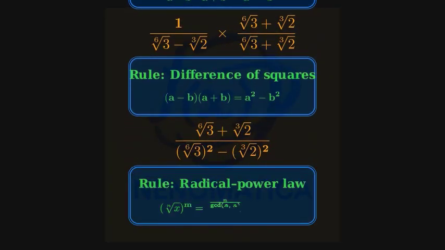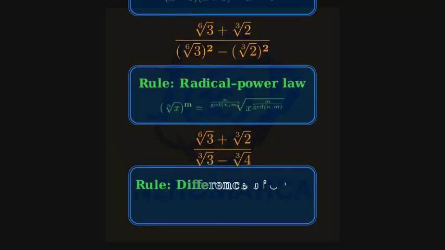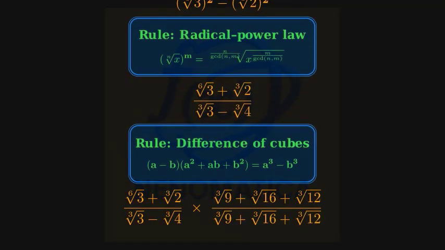Step 3. Convert the powers of radicals. Squaring a sixth root gives a cube root. Squaring a cube root gives the cube root of 4. Step 4. Eliminate the cube roots in the denominator using the difference of cubes trick. Multiply numerator and denominator by a squared plus ab plus b squared, where a is cube root of 3 and b is cube root of 4.